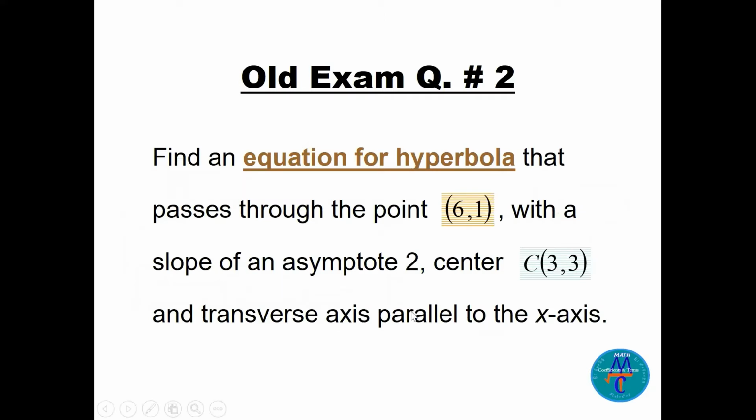Question number 2: find the equation of the hyperbola that passes through the point (6, 1), with the slope of an asymptote, there are 2 asymptotes, the slope of one of them is 2. The center (h, k) is (3, 3). The transverse axis is parallel to the x-axis.